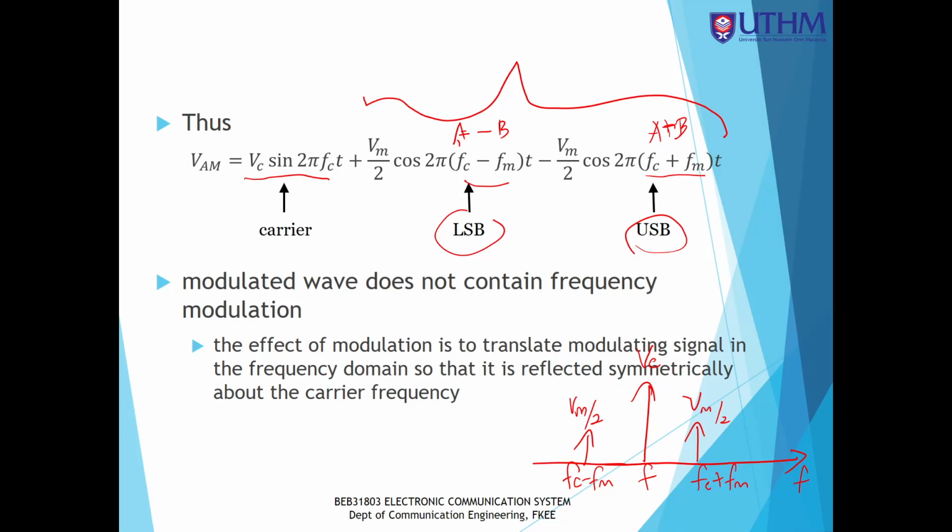Ni saya ambil daripada equations. Remember, when you want to draw the frequency spectrum, first of all, you need to define the equation. From the equation, then you can draw the frequency spectrum. So you see that I take from here, this is Fc for the carrier frequency, and the amplitude is Vc. From these equations, Fc minus Fm is for the lower sideband. The amplitude is Vm/2. On the right side is the upper sideband, at the frequency of Fc plus Fm, and the amplitude is Vm/2.